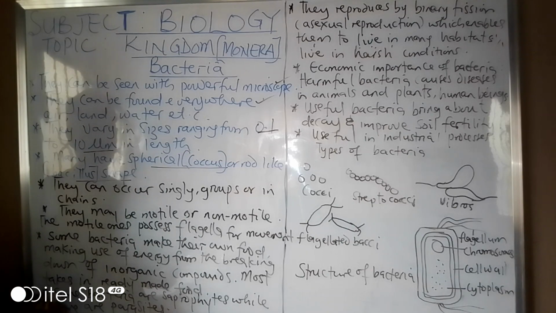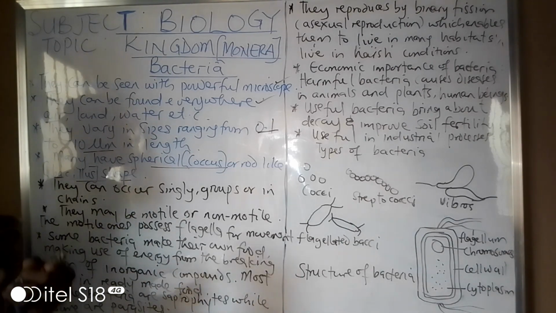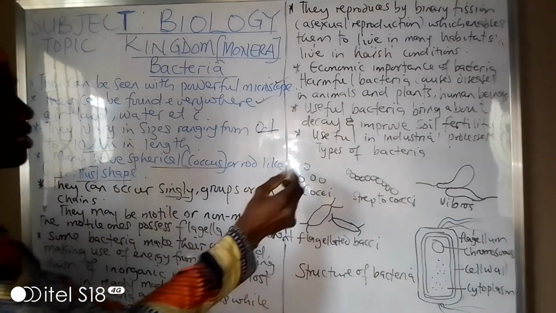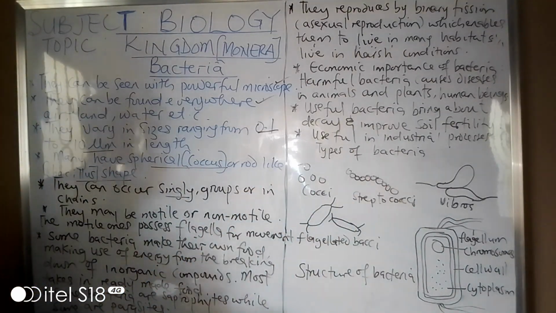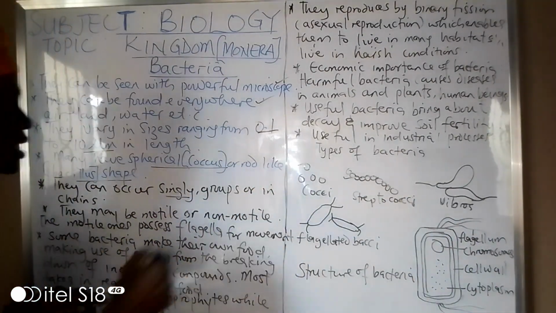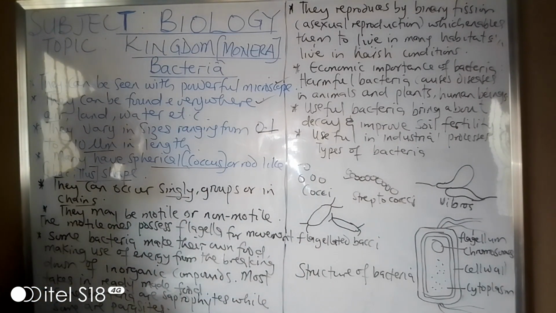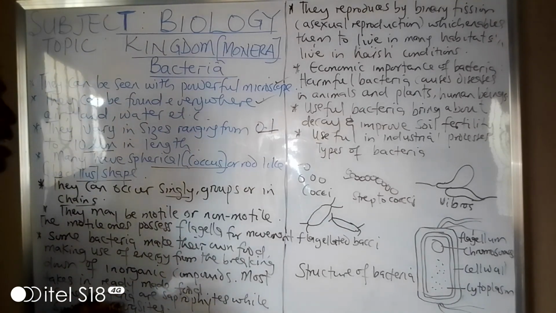cocci. Bacteria can also occur singly, in groups, or in chains. So you can find bacteria singly like this, in groups like this, and also in chains. They can be motile or non-motile. That means some bacteria can move, some cannot move. That is another feature of bacteria.